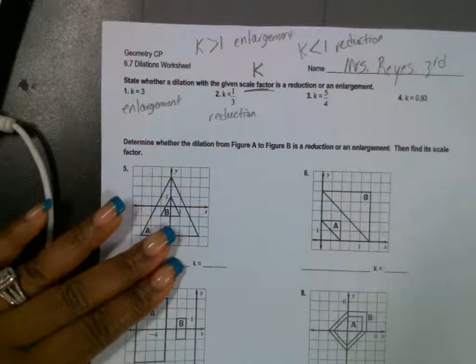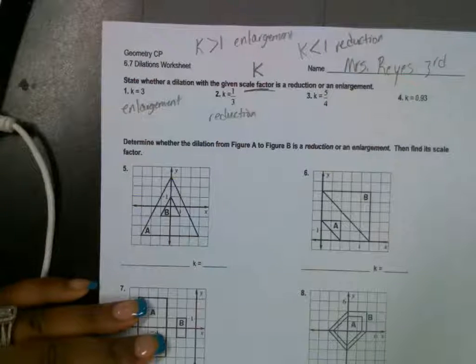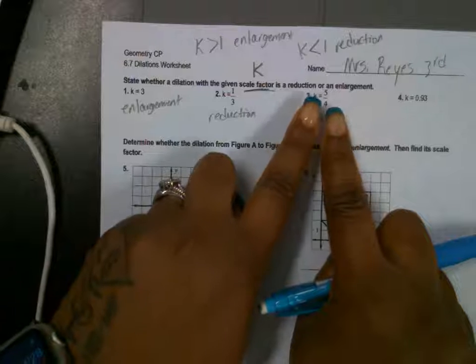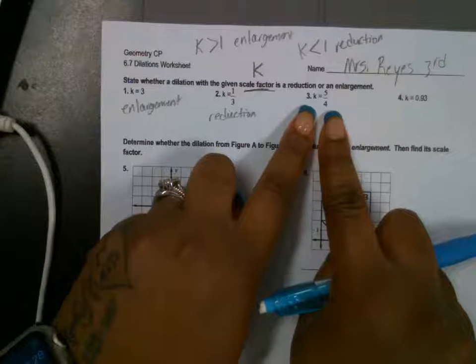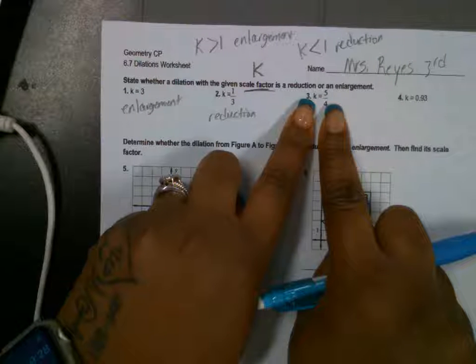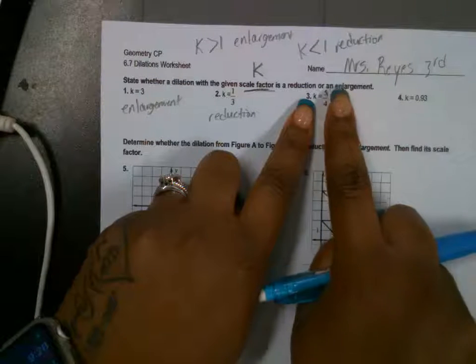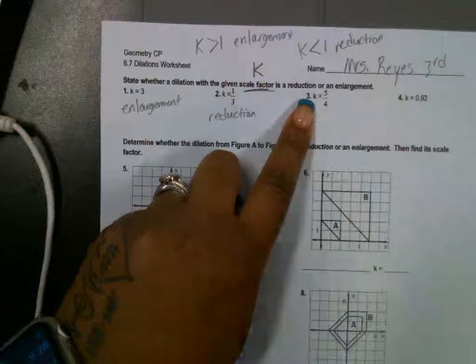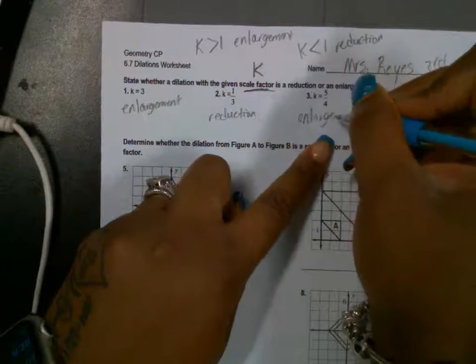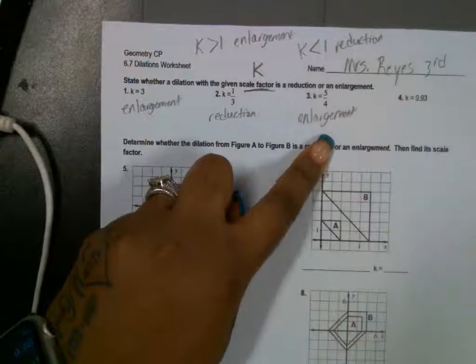I'm going to pause for the calls. All right, good folks. Number 3. Is this an enlargement or a reduction? This is an enlargement. Why is this enlargement? Because 5/4 is greater than 1. This is an enlargement. Please write this in. We're going to turn this assignment in as well.